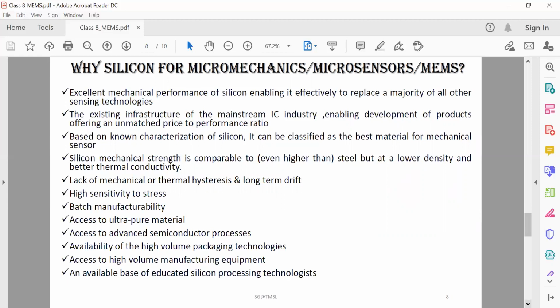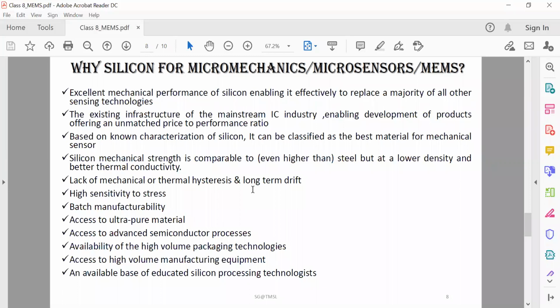Okay. Other properties, like the lack of mechanical and thermal hysteresis. Hysteresis is not a desirable property of any sensor material. Now in silicon, both mechanical and thermal hysteresis are extremely low. There is another hysteresis, that is thermal hysteresis. Because of change of property with thermal energy, when the thermal energy is withdrawn, it retains its original property, so that is the thermal hysteresis criterion, and mechanical also we have.